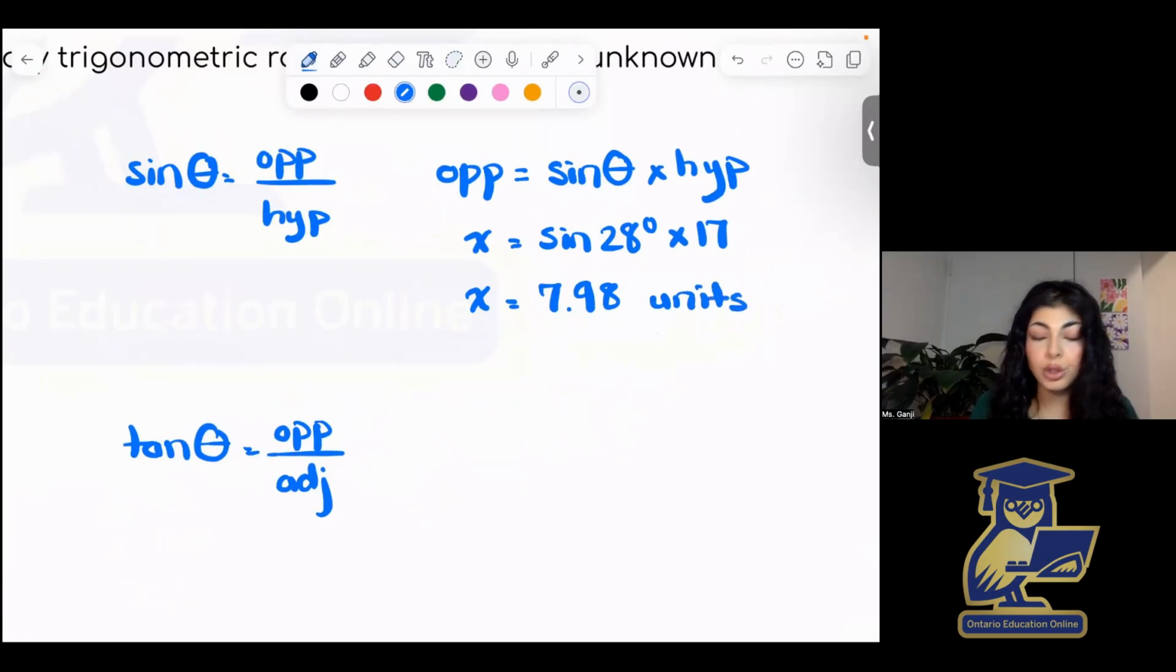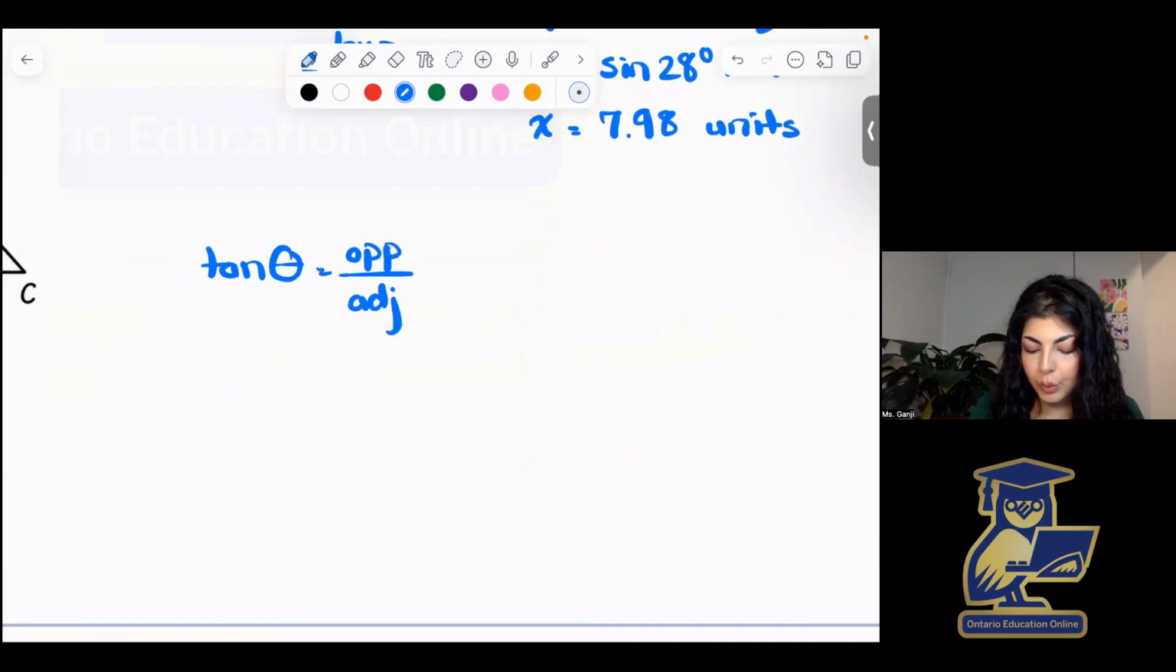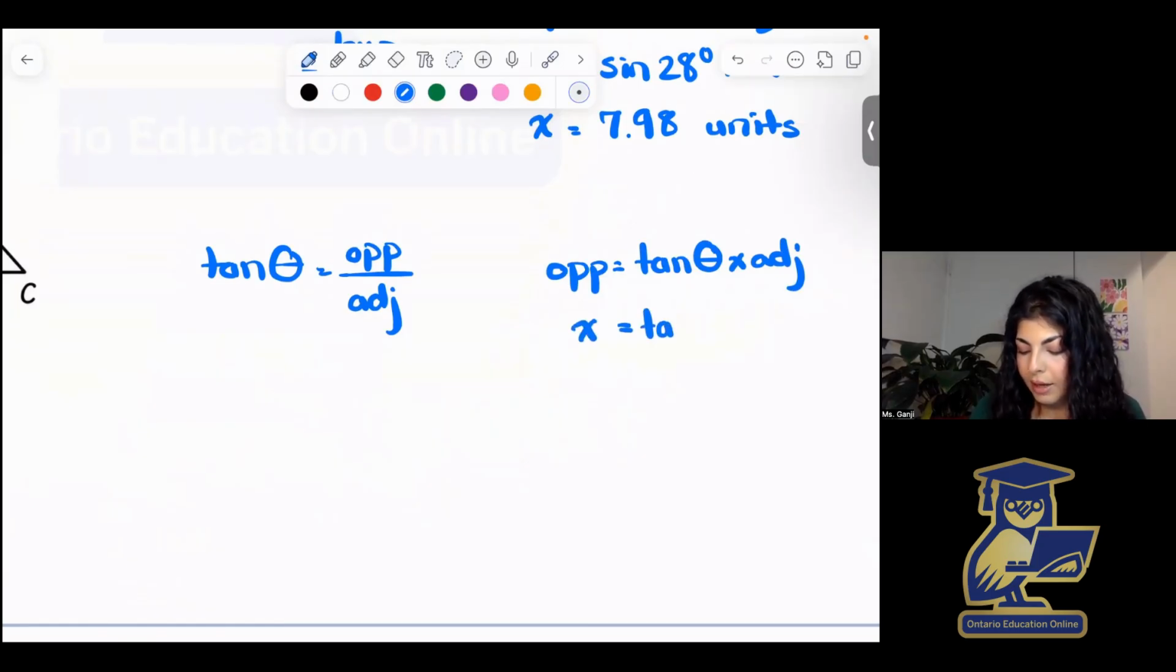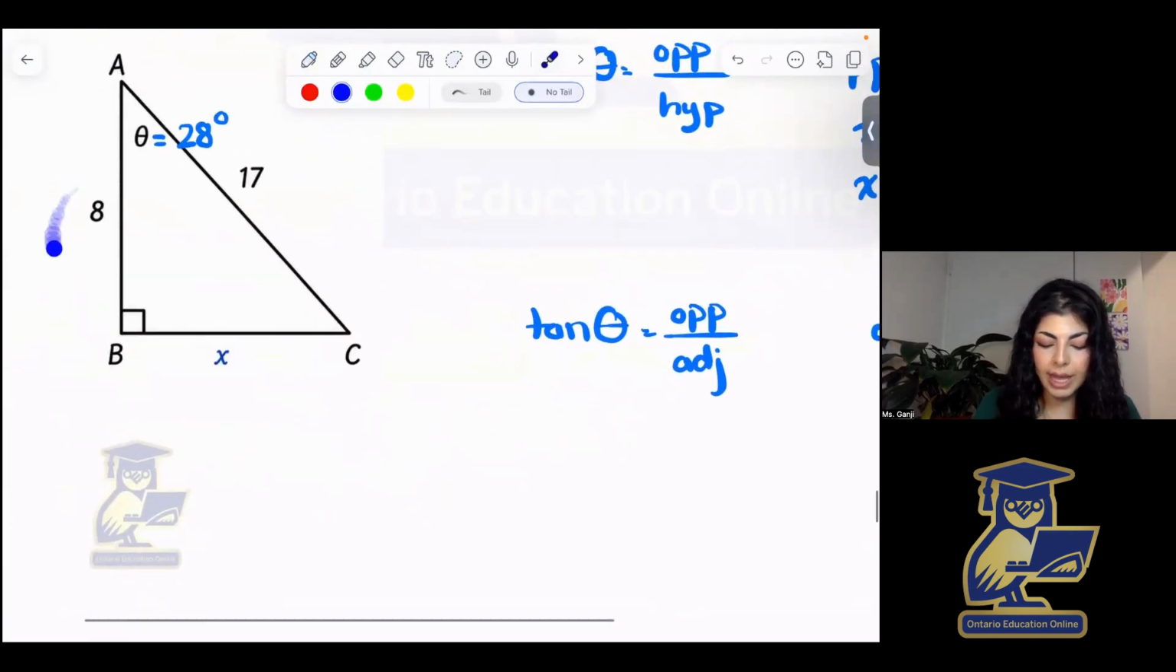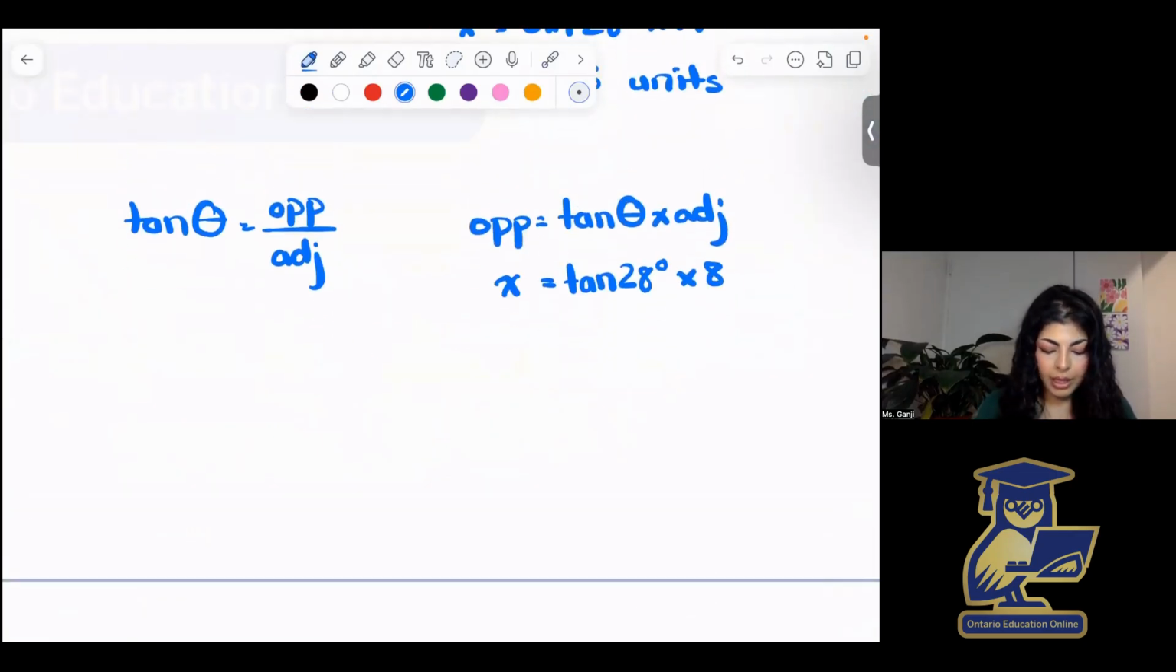Now I'll show you that you should get the same answer if you are using tangent. So tangent here to solve for the opposite side. Opposite here will be tangent of theta times the adjacent side. So in this case, I have x is equal to tangent of 28 degrees times the adjacent side here, which is 8. So times 8. And now if you input this into your calculator, I will just do it to double check.